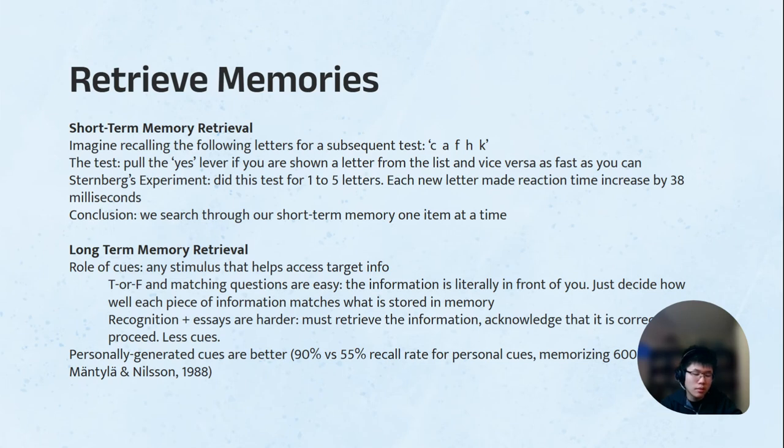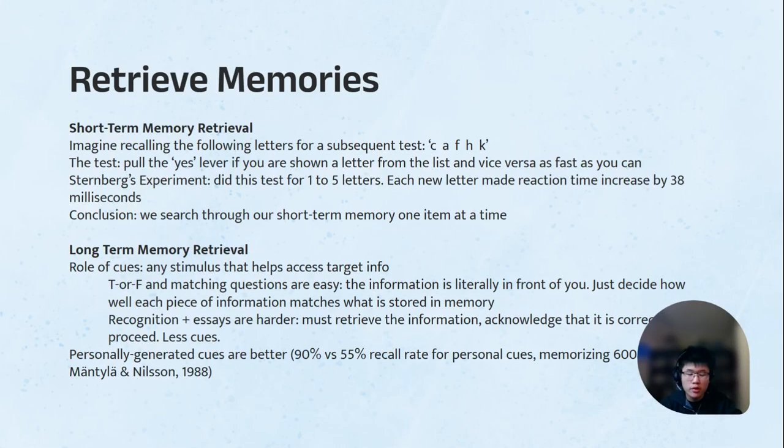For short term, imagine a situation where you have to recall 5 letters for a subsequent test, and I'm telling you that you will be tested on these letters subsequently. The test is to pull the yes lever if a letter is shined at you and the letter is part of that list, and vice versa, as fast as you can. There will also be a no lever.